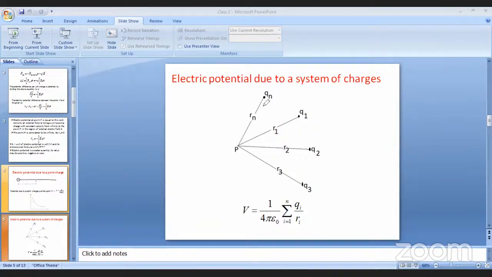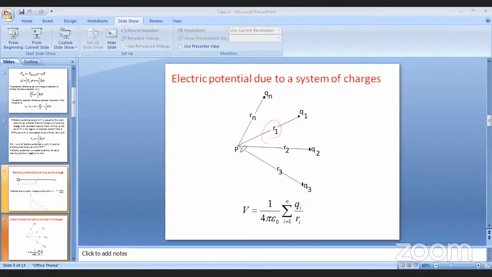In that case, how will you calculate the total electric potential at this point P due to the presence of all these charges from q1 to qn? What is the net electric potential at this point P due to the presence of all the other charges? Here you have the different distances.